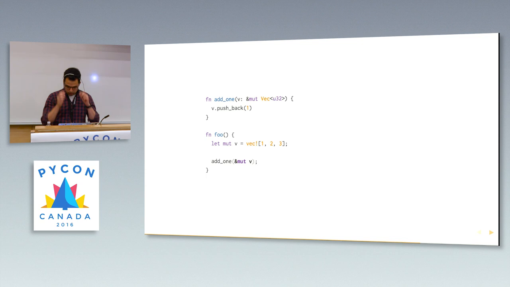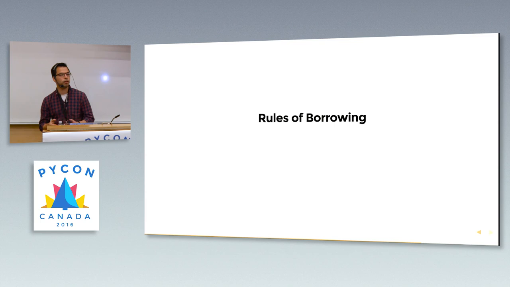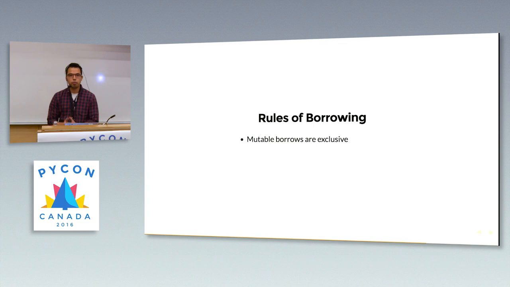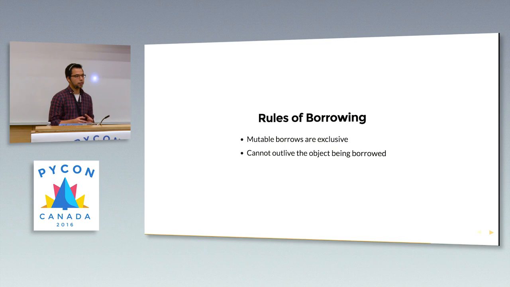So borrowing follows a number of rules that are what guarantee the properties of memory safety. The first is that mutable borrows are exclusive. Once you have a single mutable borrow to an object, you can't have any other active borrows at the same time. And the second is that a borrow can't outlive the object that is being borrowed.